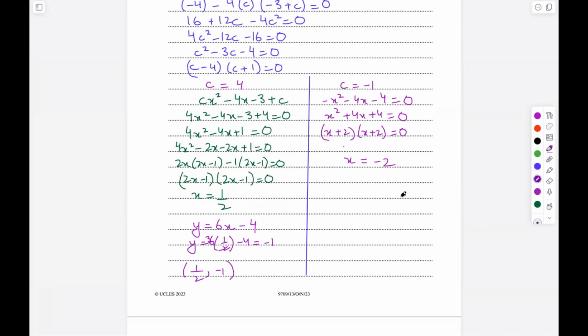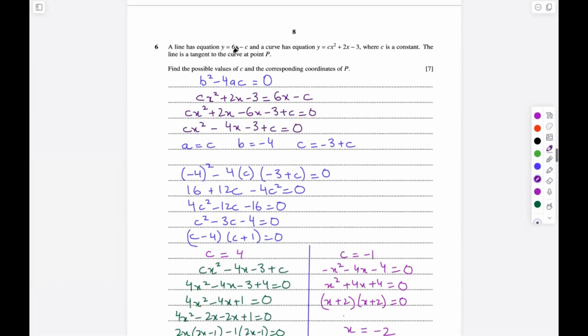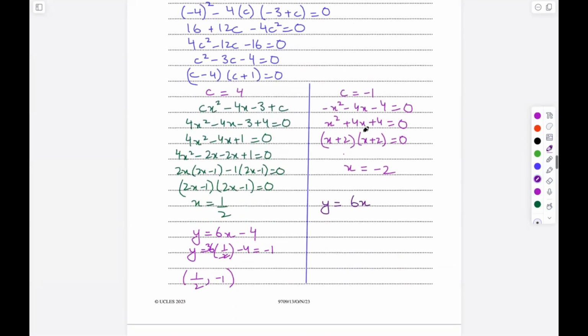For this value of x, to find the y value, we can use the equation of the line, which was 6x minus c. As it was minus c and the value of c is minus 1, that will become 6x plus 1. Now substituting x equals minus 2, that will become 6 into minus 2 plus 1, which is y equals minus 12 plus 1, which is minus 11. So the other coordinate of p could be minus 2 comma minus 11.